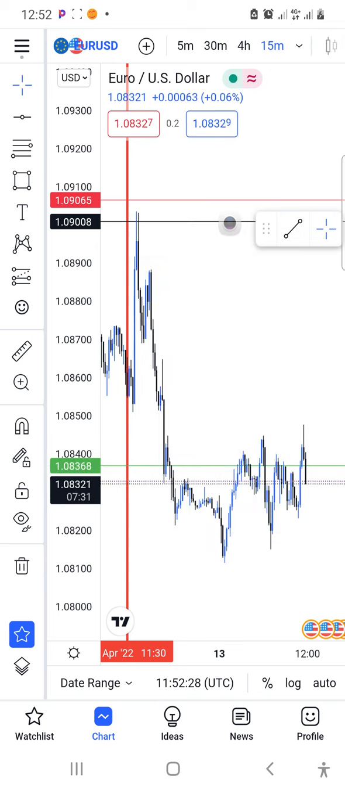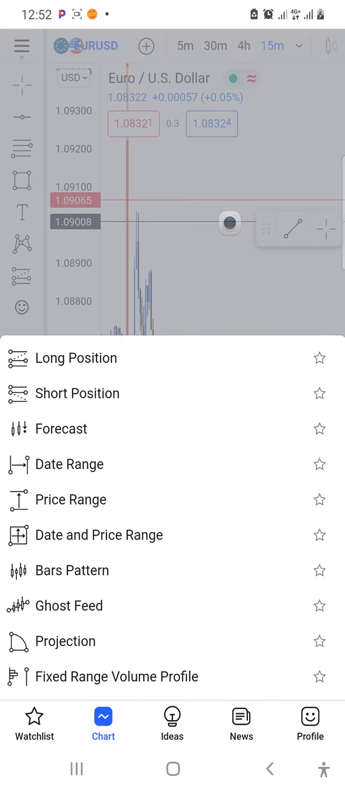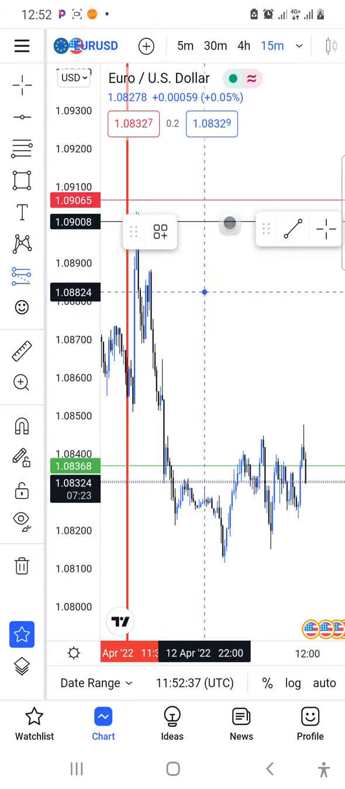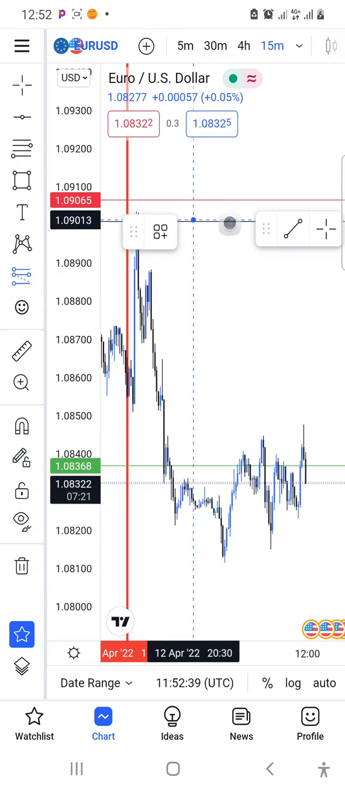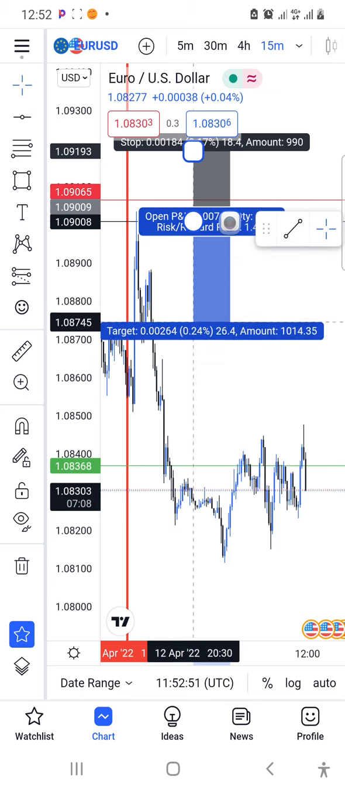So let's say that's my entry. You can see price touched that place. This is a short position that I want to sell. For a short position, your stop loss will be above price because you want to short it. If price should go above that price, this is the amount I'm going to lose. It's an instruction, so you just click on short position.